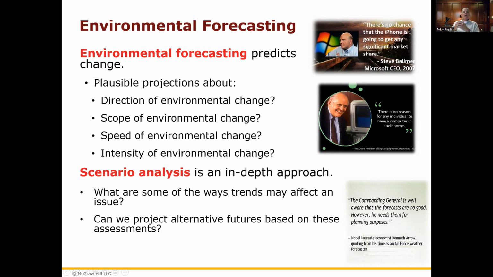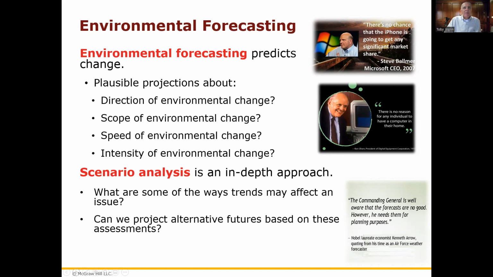And so you're better prepared to respond to the future if you created these different scenarios, forecasted different scenarios, than if you did nothing, even though they're probably going to be wrong. I like this quote from Kenneth Arrow, who is a Nobel laureate economist. He says the commanding general is well aware that forecasts are no good. However, he needs them for planning purposes, right? It's almost funny, and yet it makes sense at some level.